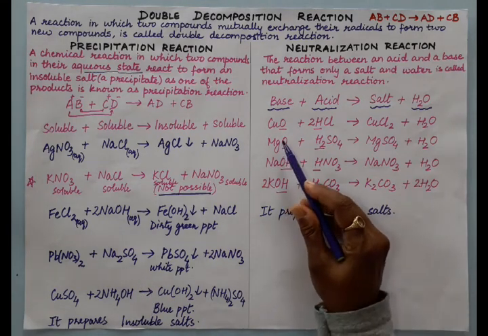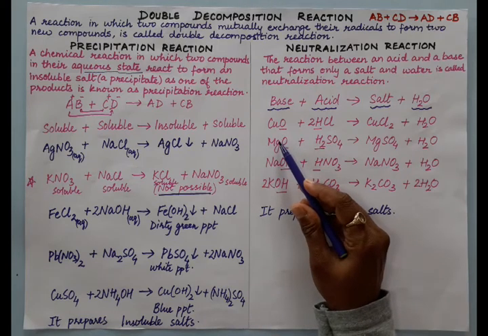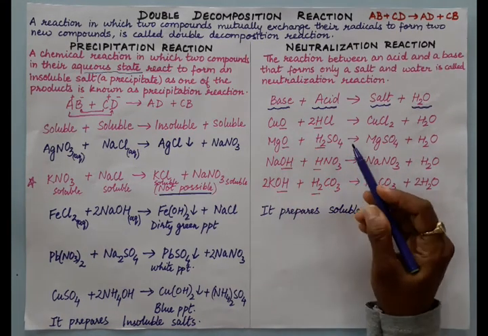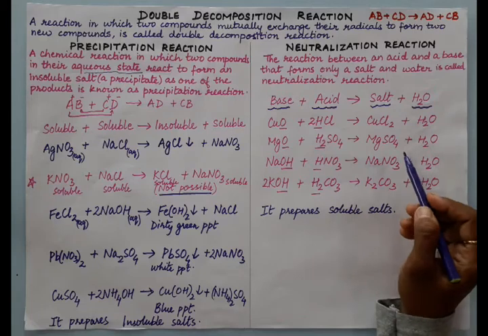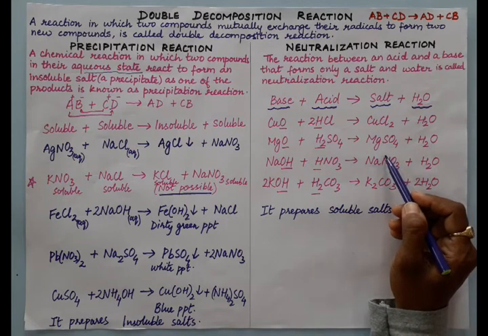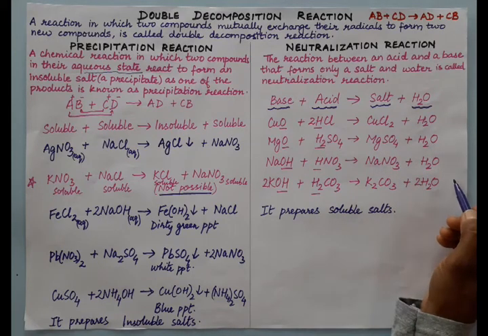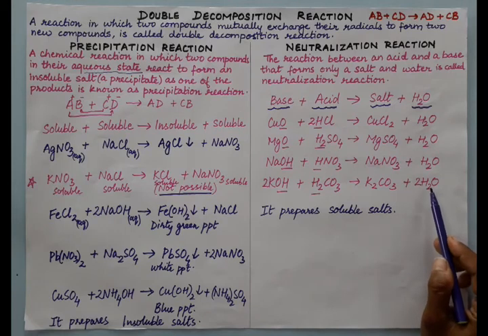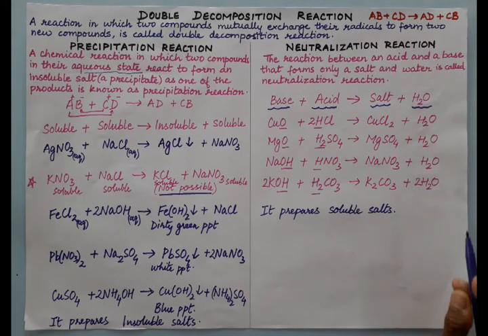If you see, bases always turn red litmus blue, acid turns blue litmus red, and salts do not show any change, they are neutral to litmus, and we are getting water. And the test for water is that white anhydrous copper sulfate turns blue. So this is double decomposition reaction.